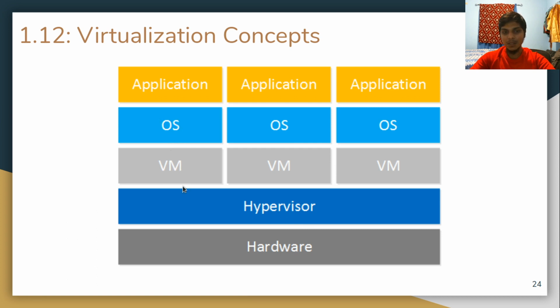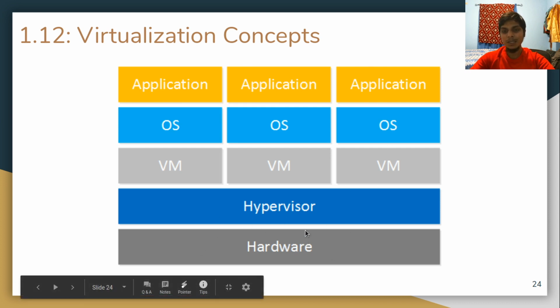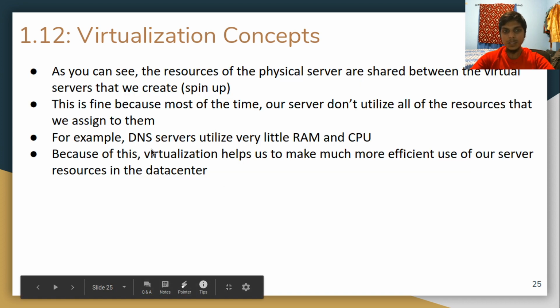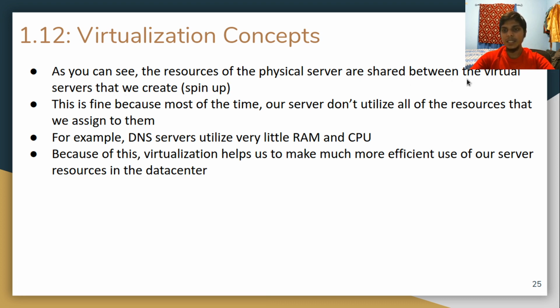Just as an example, we could call this VM1, VM2, VM3, and we could install a Linux OS on VM1, a Windows OS on VM2 and a Mac OS on VM3. And maybe we could run a Windows specific application on this one, a Linux specific application on this one, and a Mac specific application on this one, all using the same physical server. So you can see how this helps us with saving space and storage and heat and everything, right? As you can see, the resources of the physical server are shared between the virtual servers that we create.